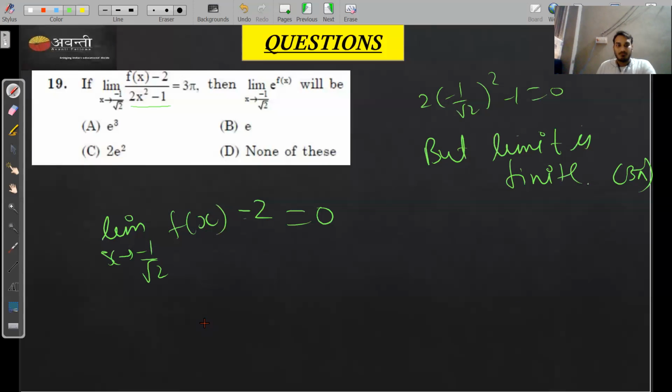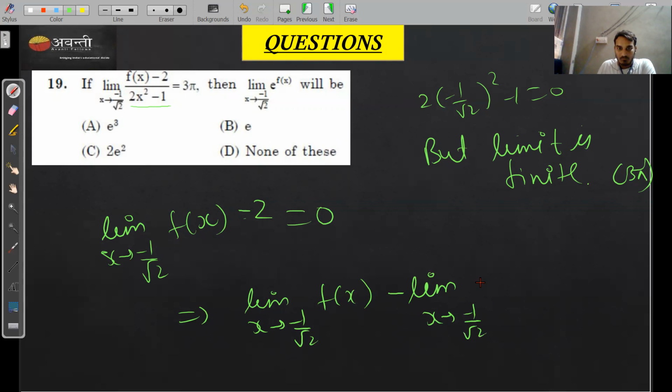So this can be written as limit x tends to minus 1 by root 2 of f of x is equal to 0. So what is this? This is 2, right? When x tends to minus 1 by root 2, this is already 2.